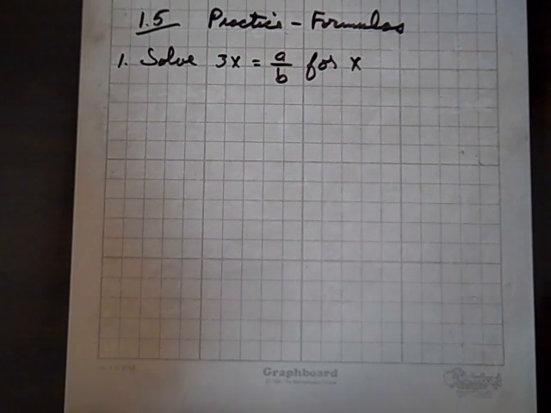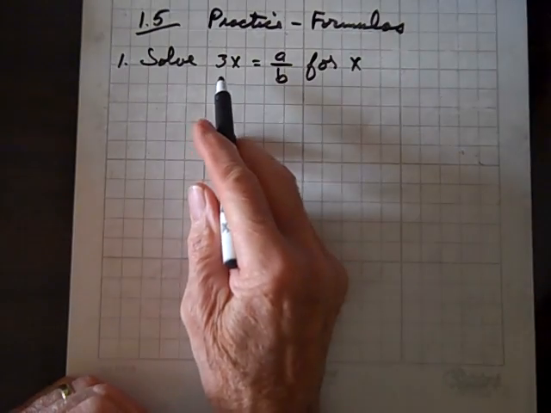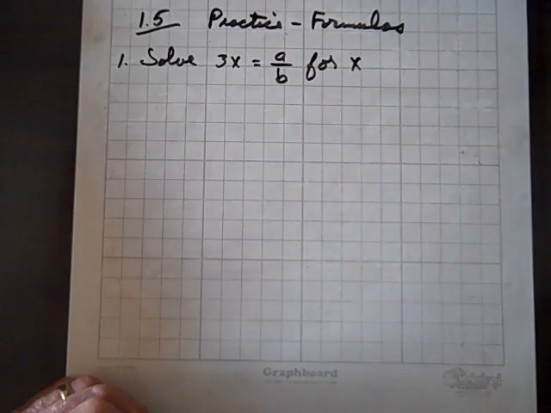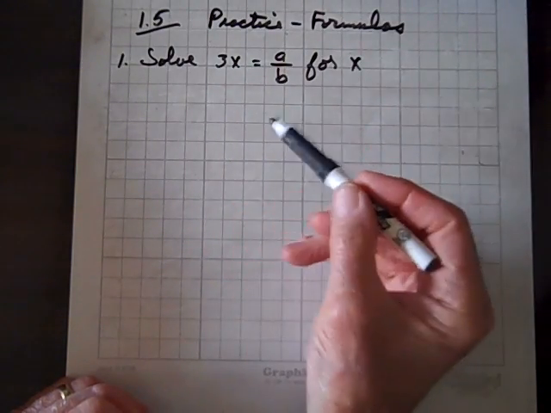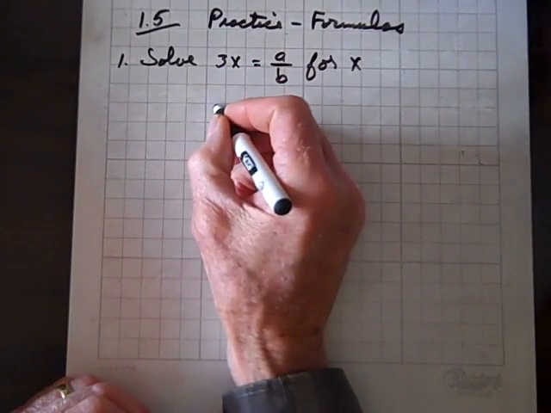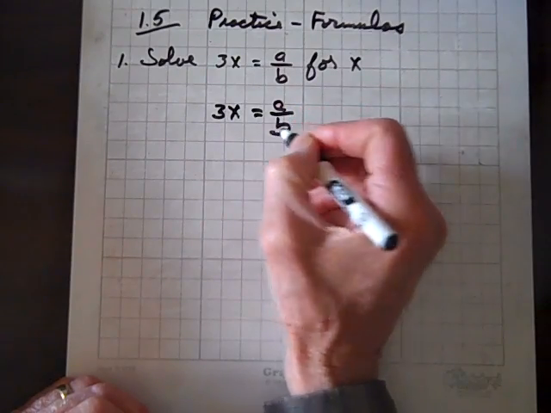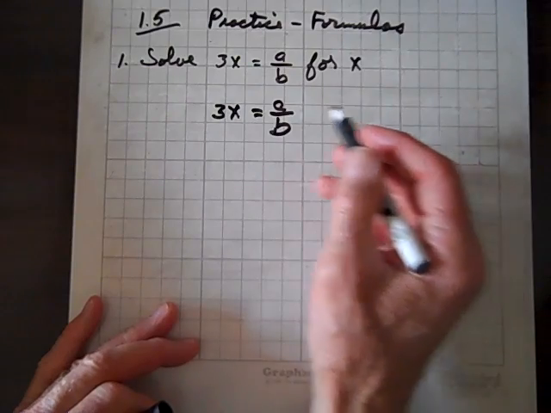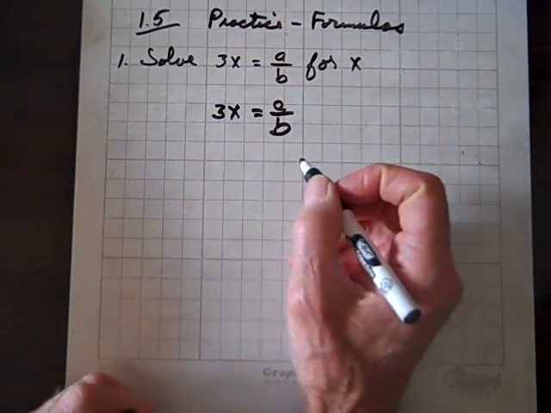Well, section 1.5, and we're going to practice working with formulas. So our task is to solve. Here we've given an equation, 3x equals a over b, and we've got to solve for x. So I'm going to rewrite that: 3x equals a over b. Now, we need to isolate x. So we need to get rid of that 3. Well, that's a product of 3 and x.